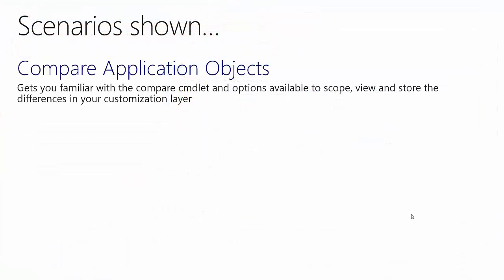Let's revisit the steps that we have performed in order to enable this scenario. We have run the compare commandlet to generate delta for objects containing custom changes, and we have reviewed the delta list and saved the resulting summary for future references.